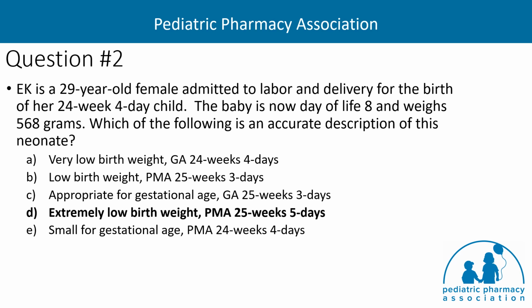And the correct answer here is going to be letter D. So with a birth weight of 568 grams, this neonate would classify as extremely low birth weight. And moving into the gestational age, postmenstrual age, second half of these answers, the gestational age is 24 weeks and 4 days, but the neonate is now 8 days of life. So to get postmenstrual age, you would add together the gestational age of 24 weeks, 4 days, with the postnatal age of 8 days, for a postmenstrual age of 25 weeks, 5 days.